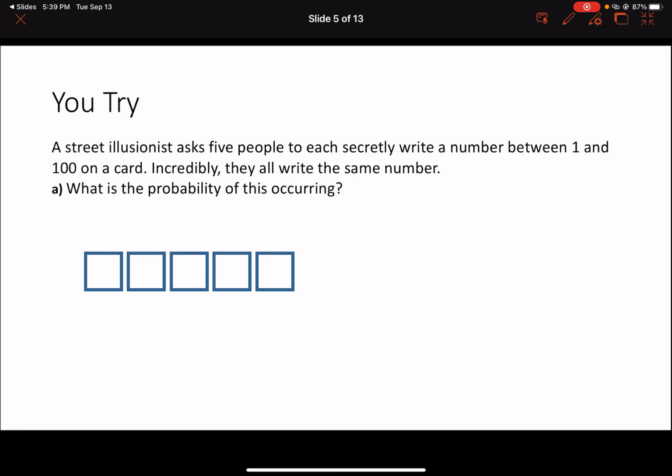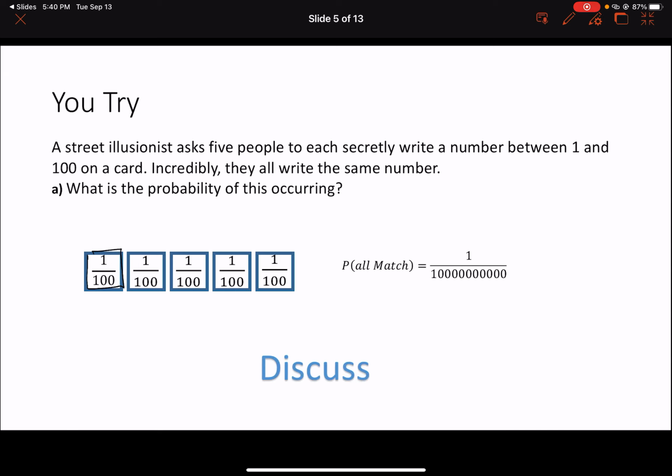All right, so we have 5 possibilities. You'd think that the probability of them selecting the same number is 1 over 100 times 1 over 100. But in fact, that's not the case. What we have to discuss, so when we're in class, we'll discuss it.